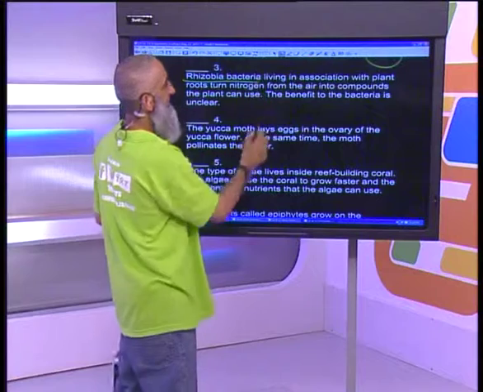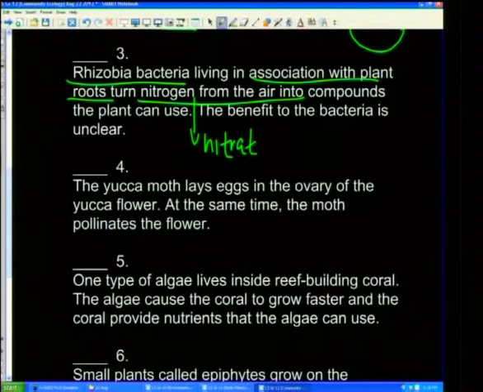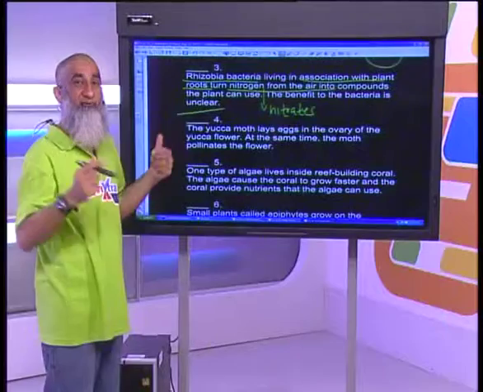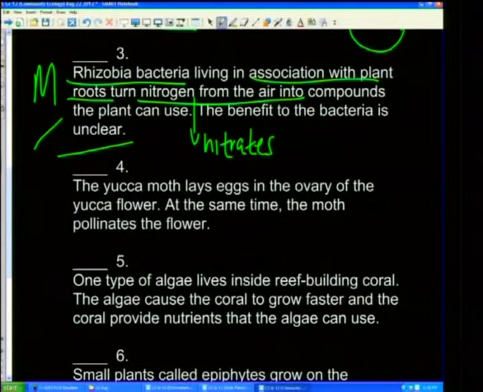Rhizobia bacteria living in association with plant roots turn nitrogen from the air into compounds, and if you know your nitrogen cycle, it will convert nitrogen to nitrates. The benefit to the bacteria is unclear. In most cases, they would say that the bacteria gets food from the plant. It's not unclear, really. The bacteria get food from the plant. And in that way, obviously, both benefit. So this is mutualism. Rhizobia is one example.